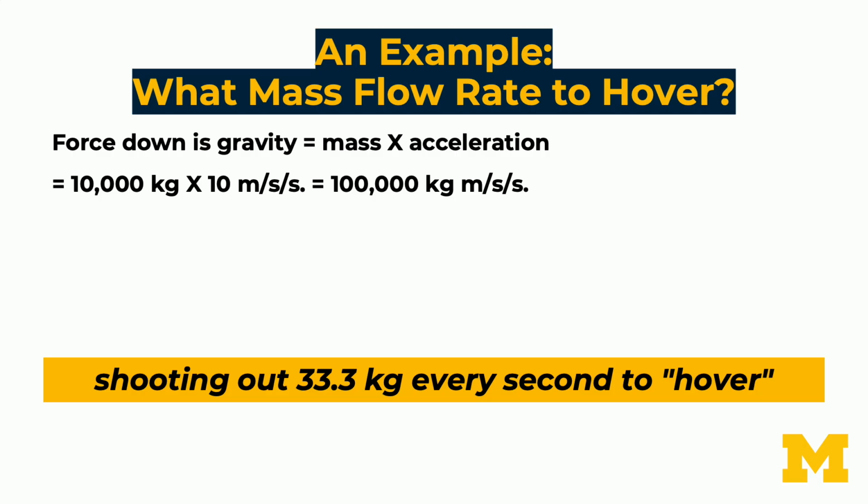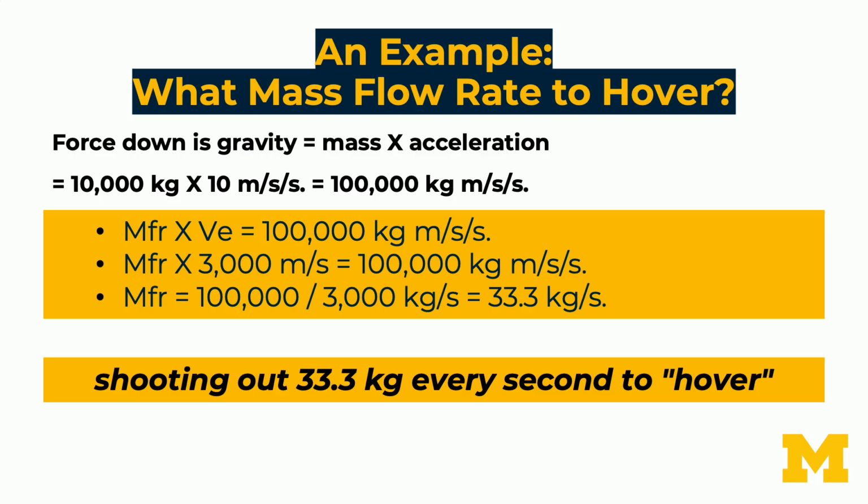In order to do that, let's pretend that we have a rocket that is 10,000 kilograms or 10 metric tons. The acceleration due to gravity is 10 meters per second squared. And so the weight of that rocket is 100,000 kilograms times meters per second squared, which is newtons. So that means we want to set the mass flow rate times the exhaust velocity equal to 100,000 kilograms meters per second squared, or newtons.